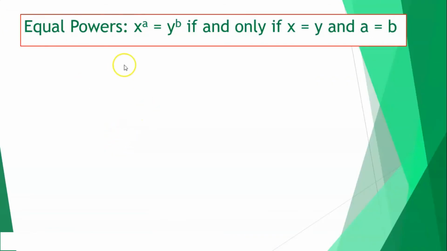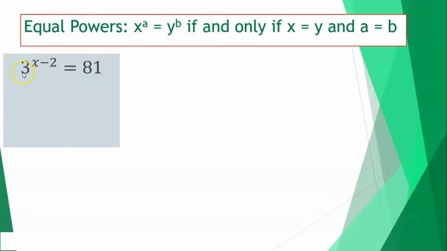Another important thing to consider in solving rational exponents is about equal powers. Equal power states that x to the power of a is equal to y to the power of b if and only if x is equal to y and a is equal to b. Or "if" simply means if the bases are equal, you can equate the exponents. Let's have an example.